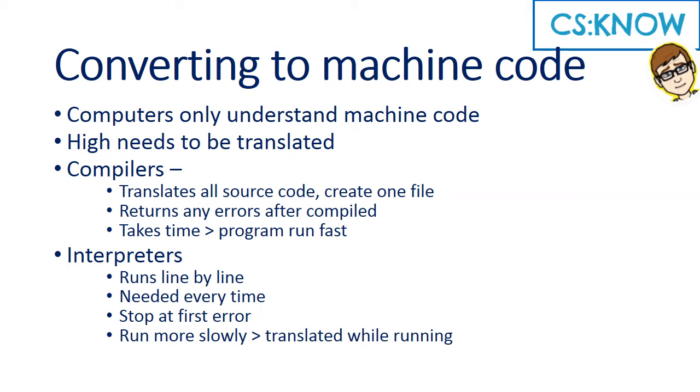An interpreter is different. An interpreter runs line by line, and it's needed every time that program is run. So every time the program's run, you need the interpreter. Now the problem with this is, as soon as it gets to an error, it stops. So as soon as you've got a syntax error, it will just stop. It runs more slowly because it's being translated while it's running. It's doing it on the fly. It's kind of like somebody writing a book and they're only writing a page ahead of what you're reading. Okay, that's slower.